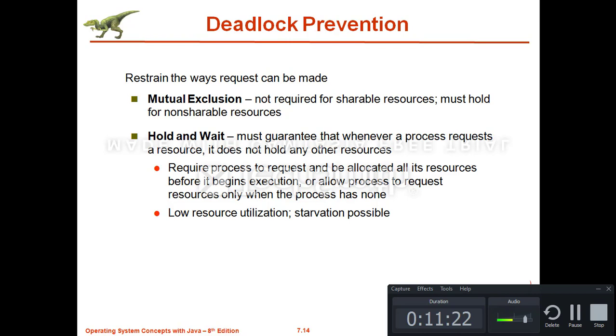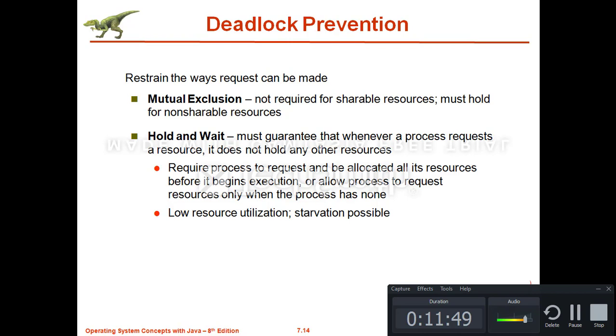So the first condition, mutual exclusion. Mutual exclusion is nothing but only one process should access a particular resource at a time. That is nothing but only one process can use one resource at a time. That means no other processes are allowed to use the resource at the same time. This holds good for non-shareable resources.